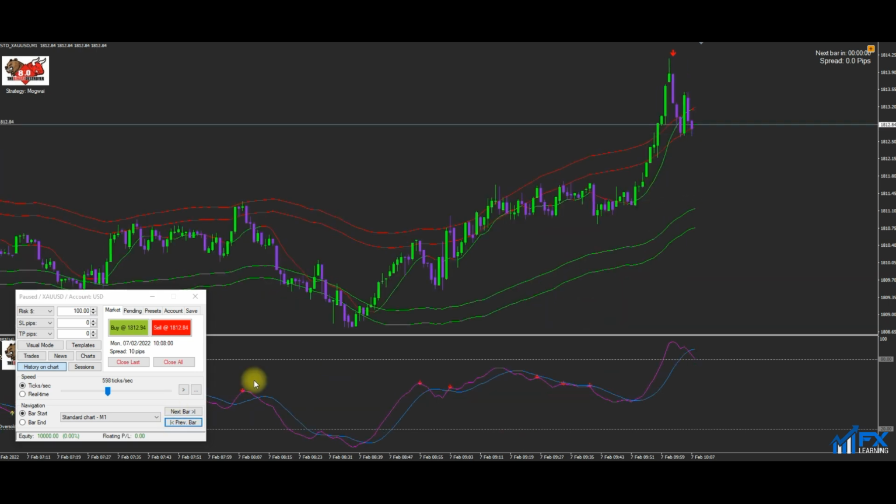Okay, so we've got a nice little, I'm just going to pause it there. We've got a nice little sell-off here. I really like this setup. MACD's gone overbought. Mogwai signal.